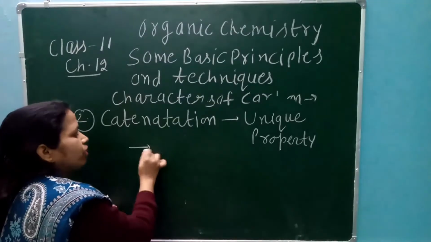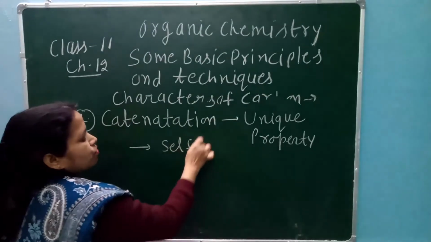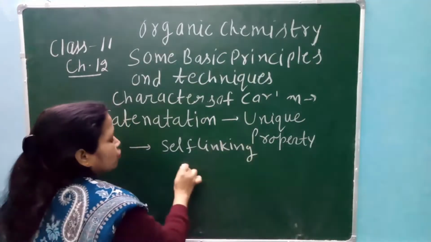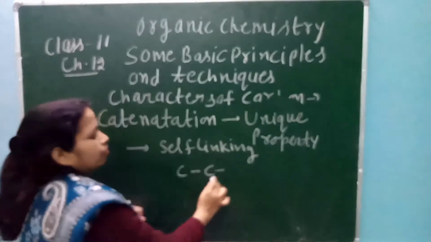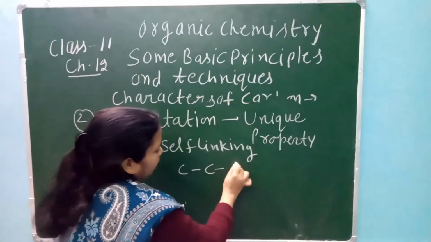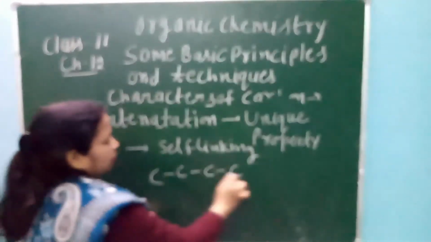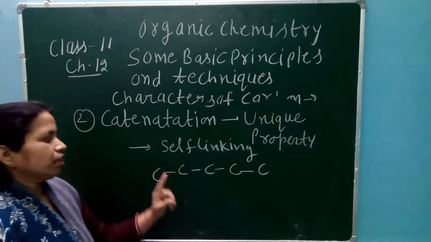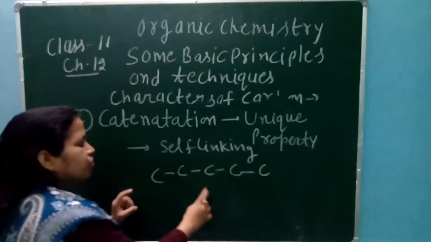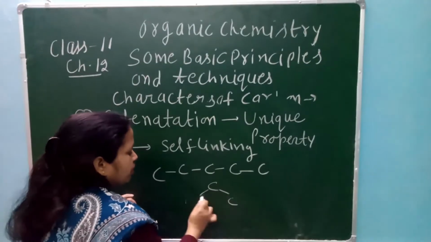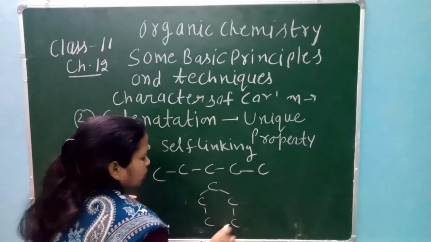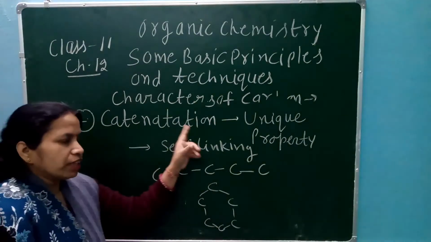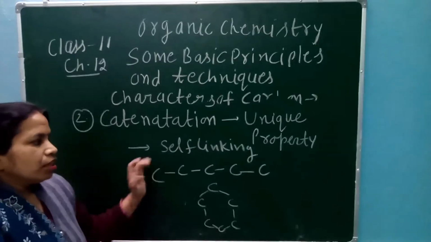Catenation means self linking. So self linking is present in carbon. We already learned about the carbon chain. Carbon forms open chains, cyclic chains, and ring chains. So these are all carbon linking. Self linking is called the catenation power.